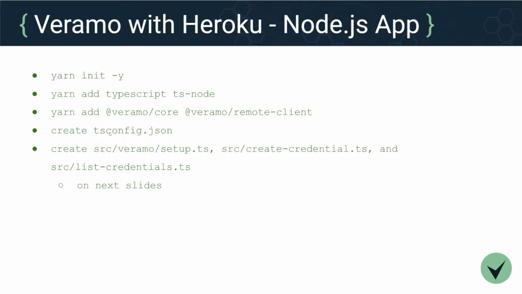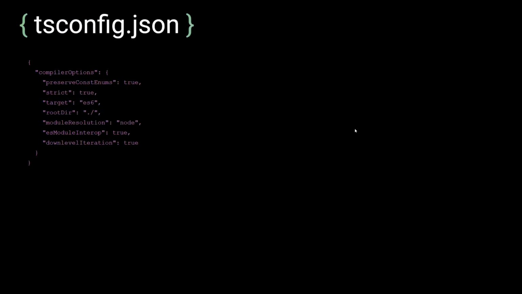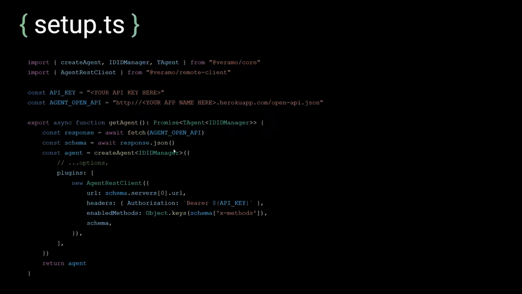Of course, you also want to create your TypeScript config and these three files, which I'll show next. This is a TypeScript config just for your reference. Your setup file is going to look like this. So this is a get agent function, which gets your agent's schema API and basically uses that to create a local agent that just has this agent REST client plugin, which allows you to call functions on your remote agent easily.